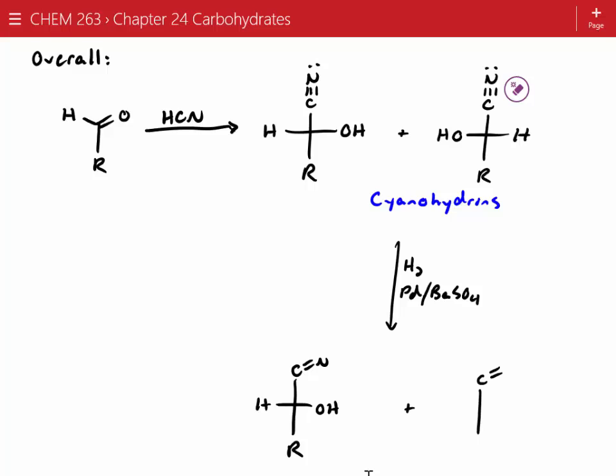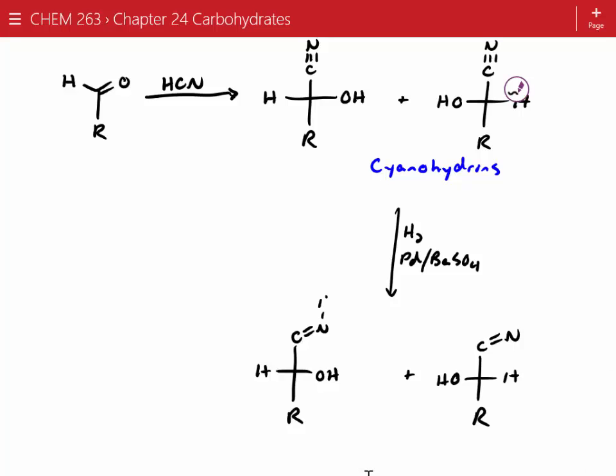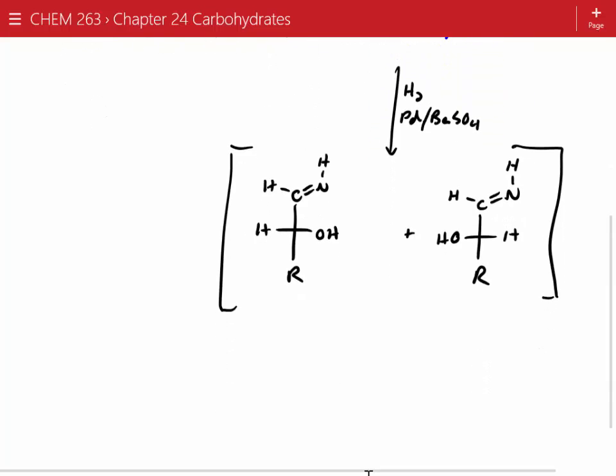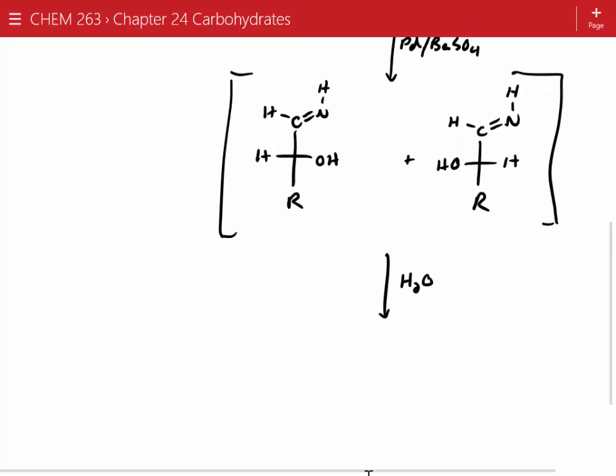is it's this guy. And you also have a hydrogen coming off the nitrogen, sorry. And we'll add in all of these. You actually can't isolate these, because what ends up happening is when you treat these with water, they'll immediately go to the corresponding aldehyde.